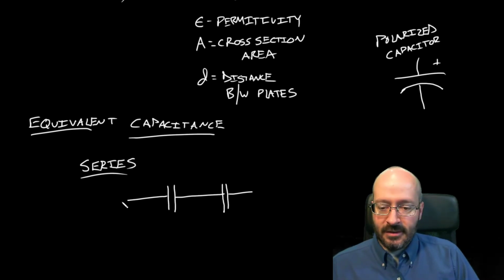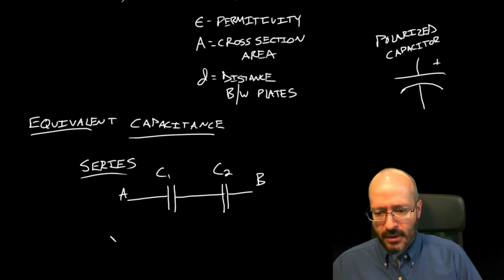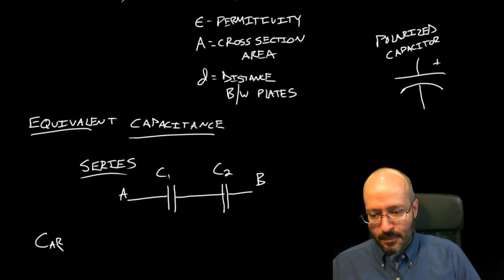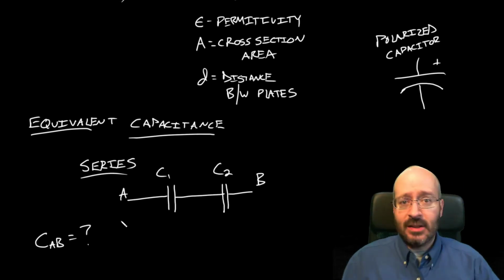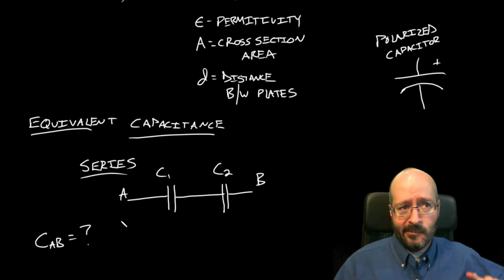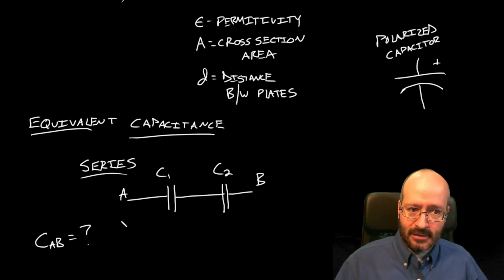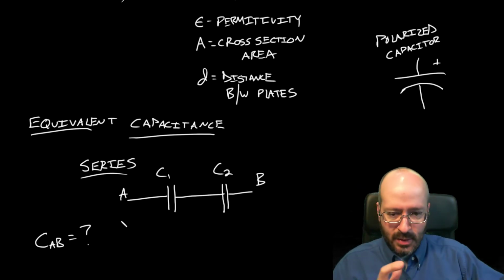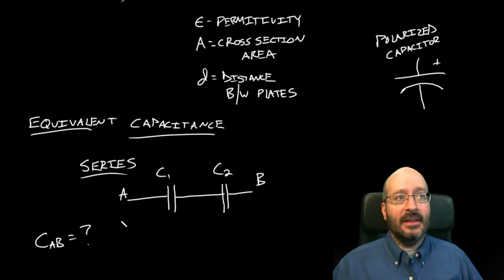All right, these are in series, and following the format that I did with resistors, we have C1 and C2, and we want to know what CAB is. Now I said they're backwards, and they are. When we had that problem in resistors, we had to talk about the conductance, right? And we related resistance and conductance by taking the inverse.